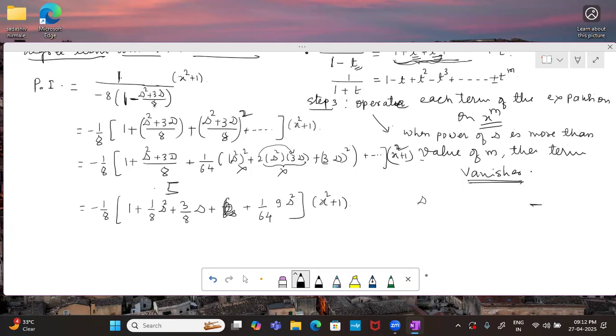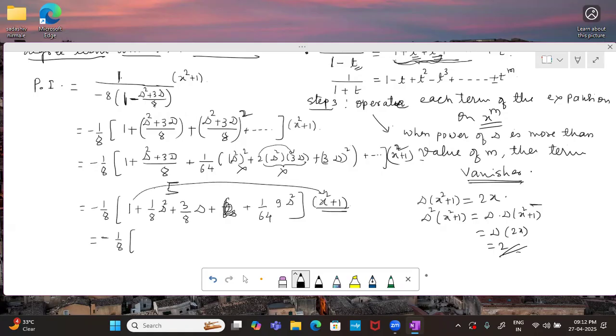Now, what is the meaning of d of x square plus 1? D of x square plus 1 is derivative of x square plus 1. It is 2x. And d square of x square plus 1 means double derivative of x square plus 1. Derivative of x square plus 1 is 2x. And derivative of 2x is 2. So here just write 1 upon 8, 1 multiplied by x square plus 1. Just multiply now. 1 multiplied by x square plus 1 is x square plus 1.